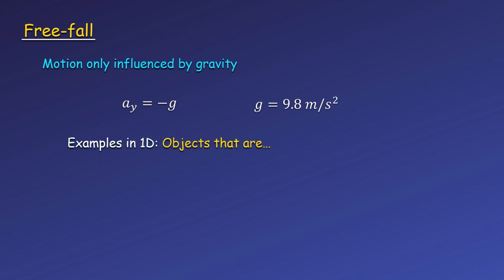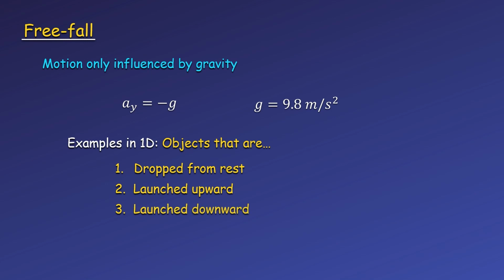Since we are only looking at one-dimensional motion for now, objects in freefall fall into three categories. They are either dropped from rest, which is like when you hold up a ball and open your hand and just let it fall, or the object is launched straight upward or launched downward, which is like when you're throwing it up or down. We'll discuss objects that are launched at an angle and move through 2 dimensions once we are comfortable with one-dimensional kinematics.